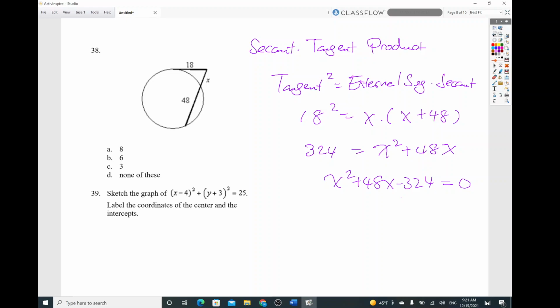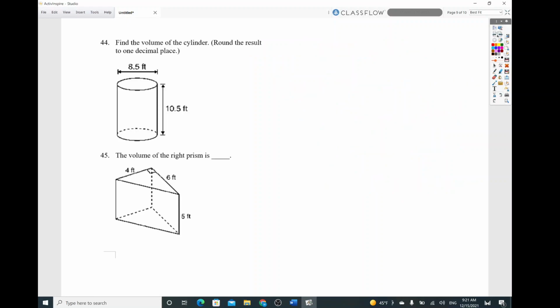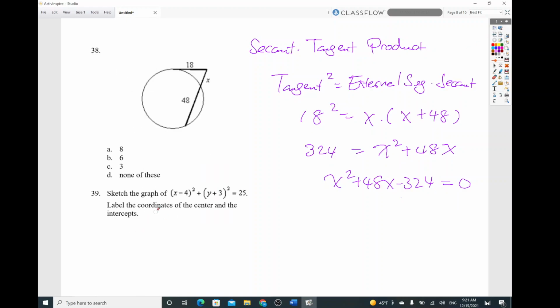And now the other one, sketch the graph for the circle. To make the graph for the circle here, we need to identify the center. So the center of the circle here, which is considered h comma k, is 4 comma negative 3. The equation of a circle is always written as x minus h quantity squared plus y minus k quantity squared equals r squared. So the center is 4 comma negative 3, and the radius will be 5.